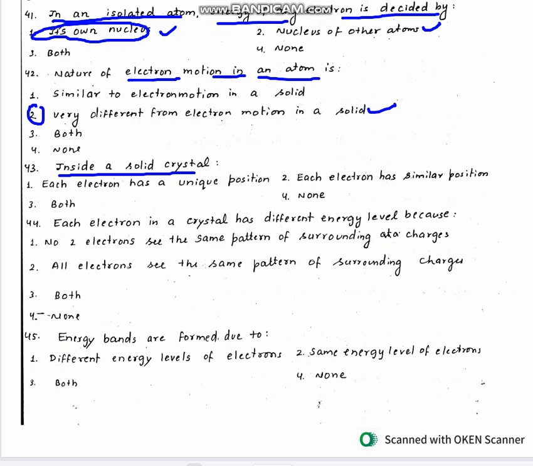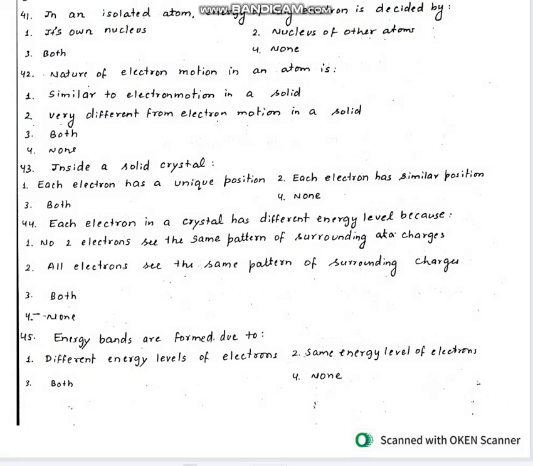Next is: inside a solid crystal, each electron has a unique position, or each electron has a similar position. If we talk about a crystal, then inside the crystal each electron has a different energy level, because no two electrons see the same pattern of surrounding charges. So the first is correct over here.